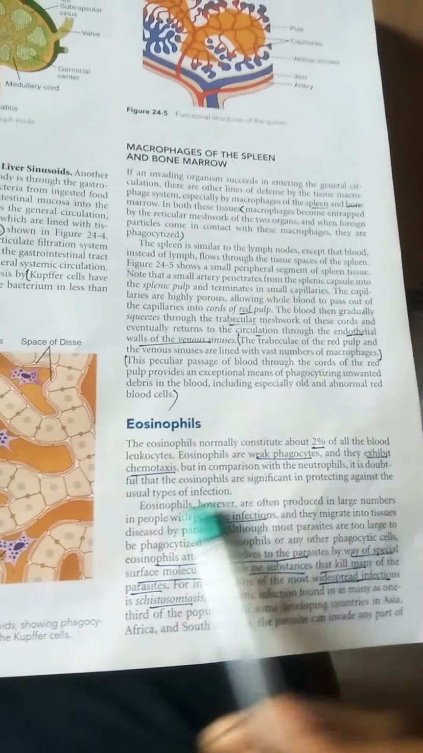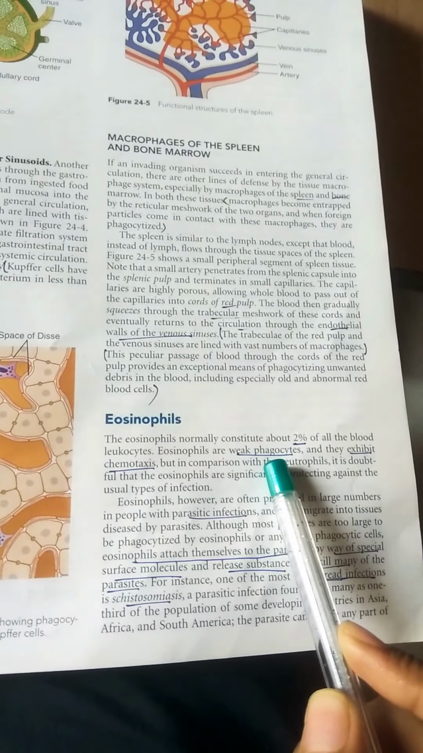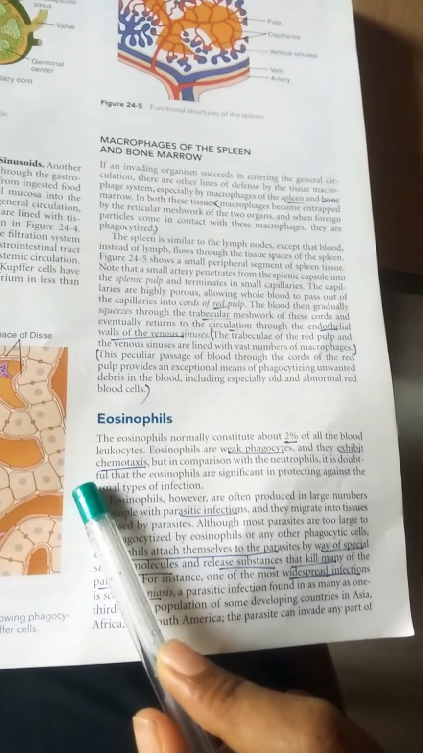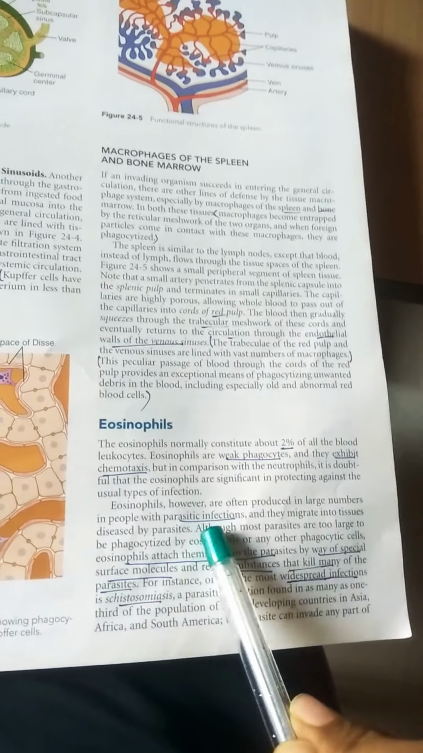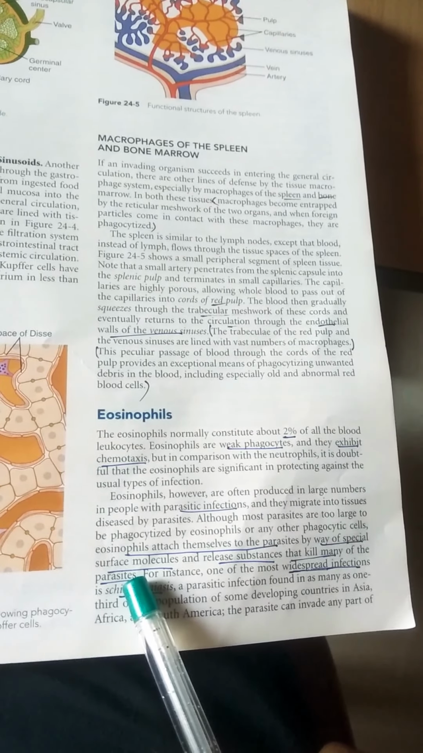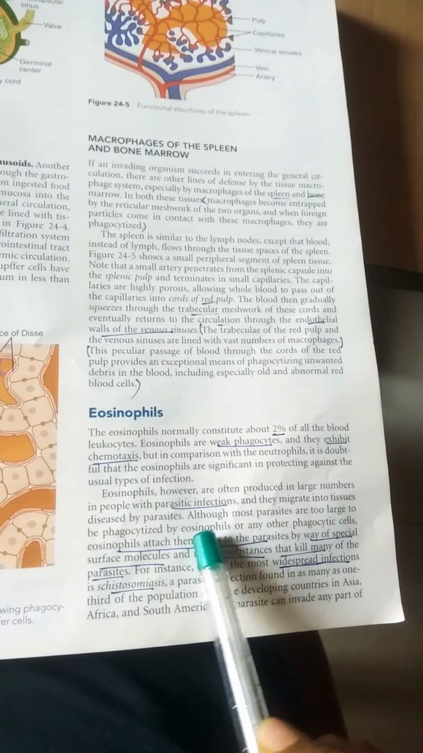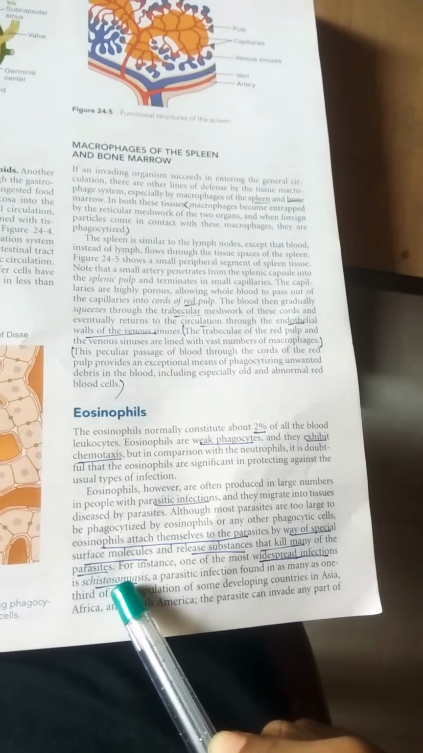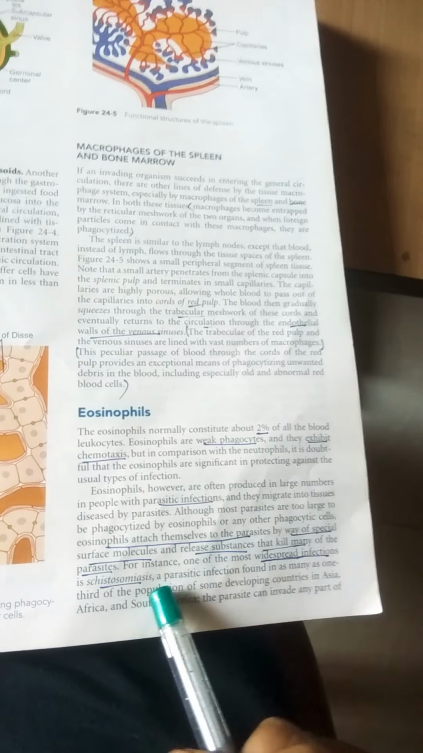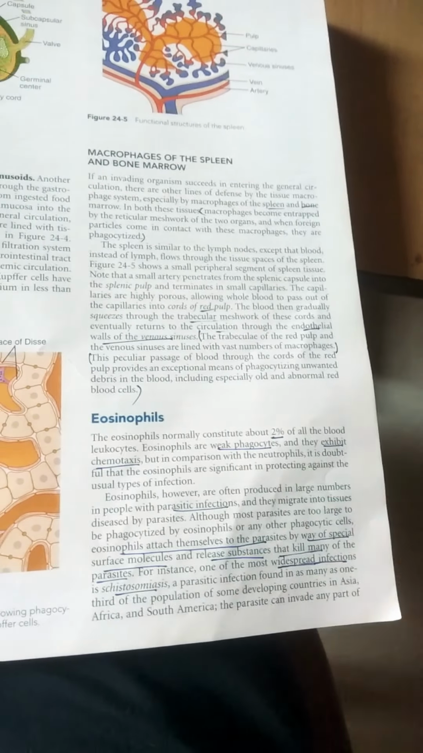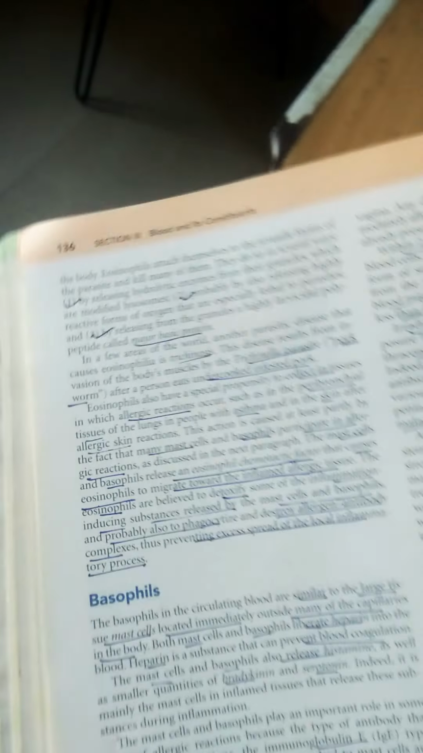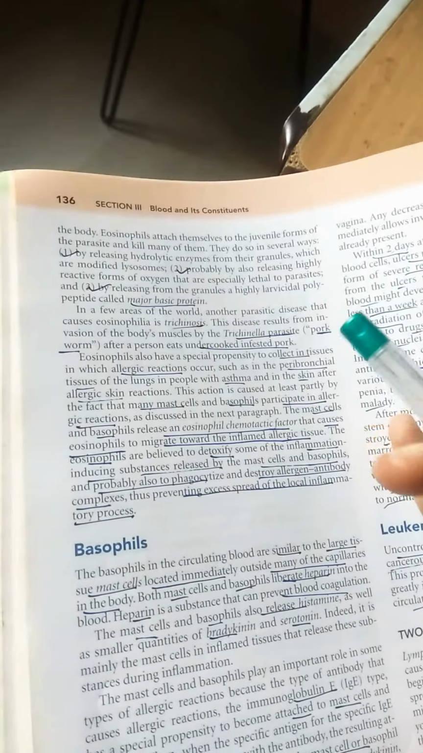And eosinophils, they make up only 2%. They are also called weak phagocytes, and they also exhibit chemotaxis. They are mainly involved in parasitic infections. They attach themselves to the parasite by a special surface molecule and release substances to kill them, in widespread infections like schistosomiasis, and also trichinosis. So all these are parasitic infections.